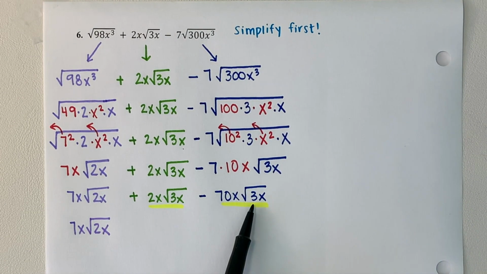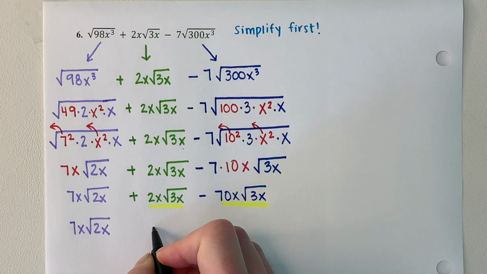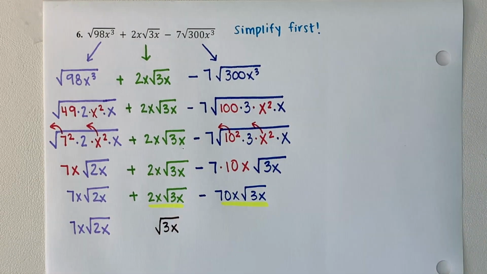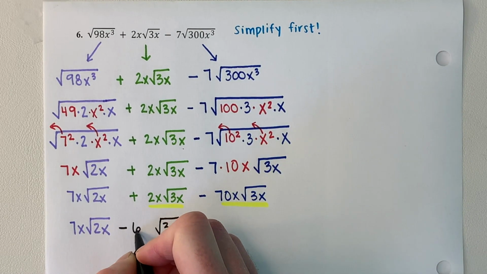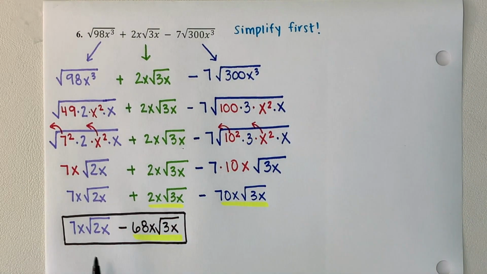To subtract these radicals, we'll keep the radical base, which is the square root of 3x. And then 2x minus 70x will give us negative 68x. And so this is our final fully simplified answer.